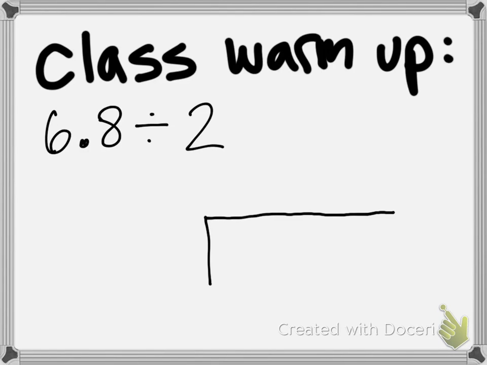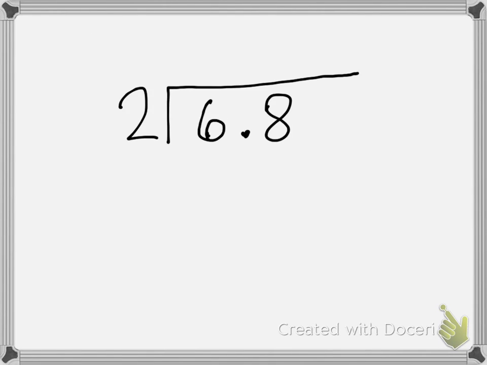Here's the class warm-up. So the 6.8 is called the dividend, and the 2 is the divisor. Our answer is going to be the quotient. Let's see. Who has any idea of what to do? Raise your hand. Shiley, what's the first step?